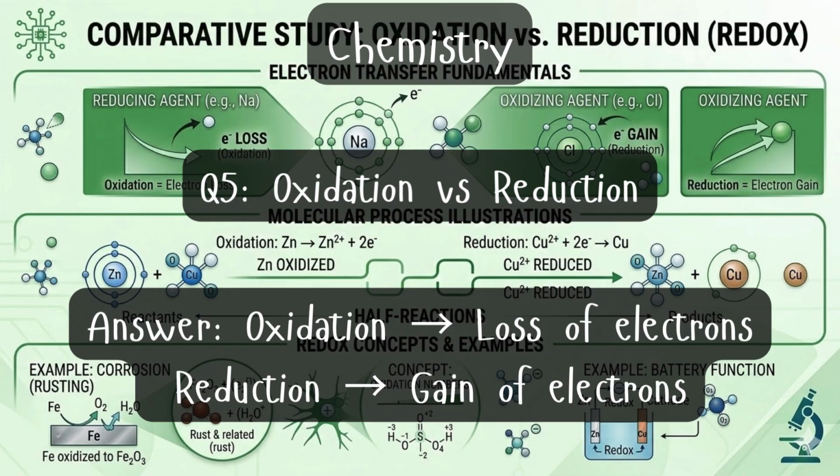The last question comes from chemical reactions. You should always remember the difference between oxidation and reduction. To remember the difference between oxidation and reduction, you can think of the phrase OIL RIG. OIL stands for oxidation is loss of electrons, and RIG stands for reduction is gain of electrons.